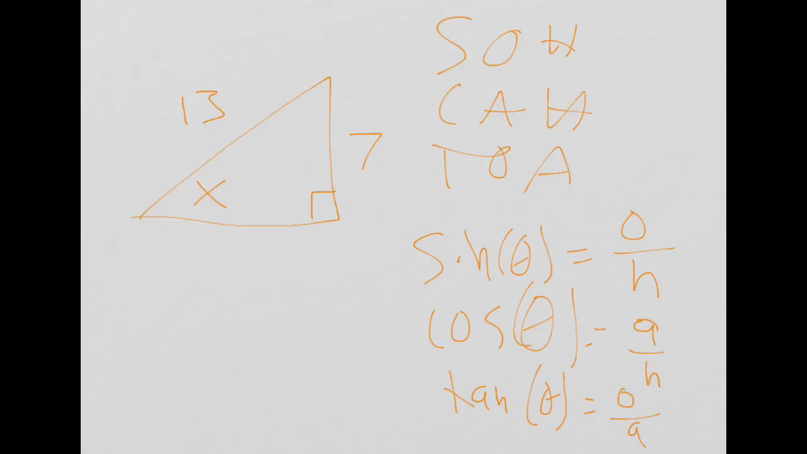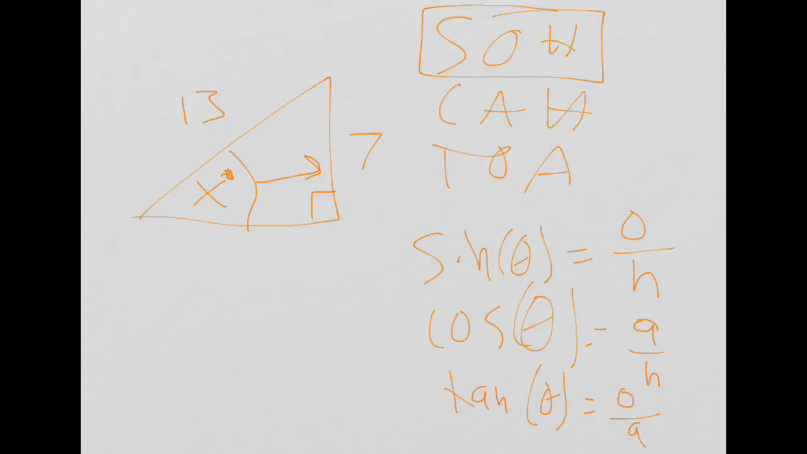If you look at this triangle, notice we are looking at it from the reference point of angle x right there. Figure out which two sides we're dealing with. We're dealing with that length 7 side, which is opposite of x, and that length 13 side, which is the hypotenuse of this triangle. Since we're dealing with opposite and hypotenuse, we have to be talking about sine.